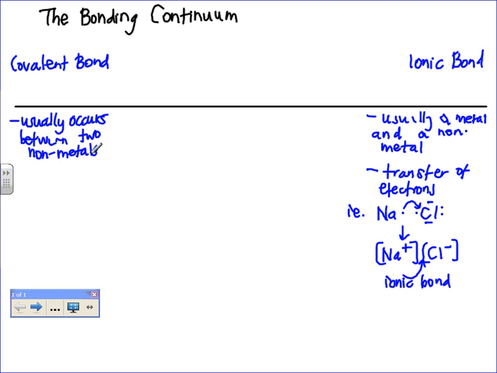Now you'll notice that I'm using the word usually. In grade 10, you would have just said occurs between two nonmetals, or occurs between a metal and a nonmetal for the ionic bond. Okay, you're going to see why this continuum is forcing us to leave room for some exceptions to our bonding definitions.